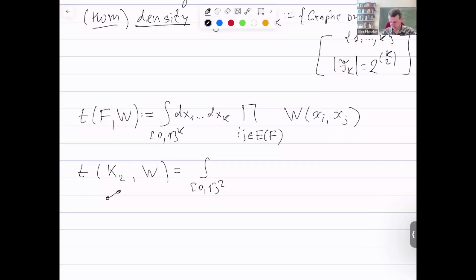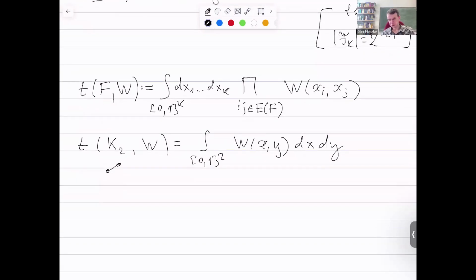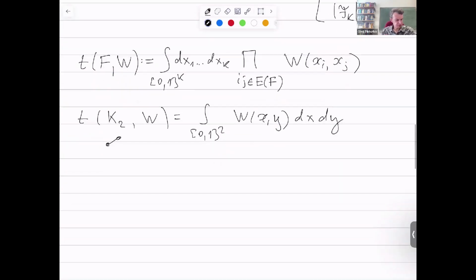I have two vertices, W(x,y) dx dy. So edge density in a graphon is basically its average value. Now, if I wanted to compute the density of a triangle, then I would have a triple product, W(x,y) W(y,z) times W(x,z), and so on.